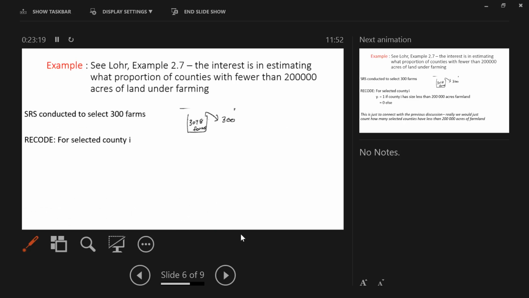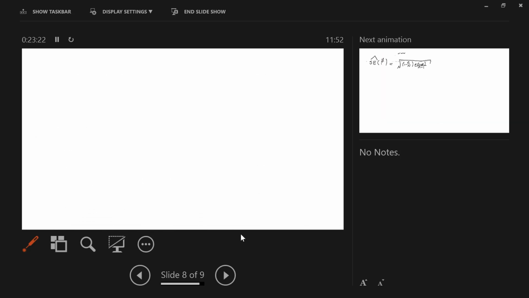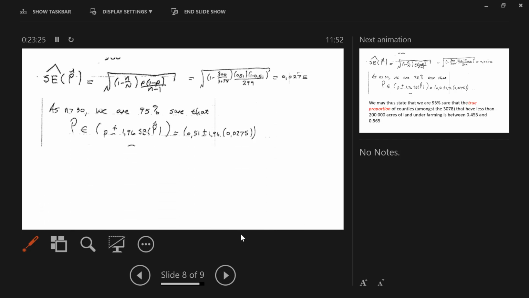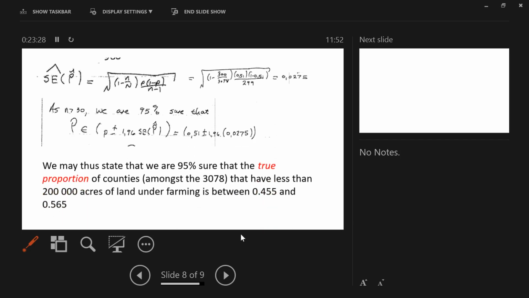So let's just go back to where we are. Okay, so in this case, we saw the 95% confidence interval is between 0.455 and 0.565. So the real answer was the population proportion is estimated by the sample proportion of 0.51. You'll see the P there. We're saying in the sample, the proportion of farms in counties with less than 200,000 acres of land is 0.51.